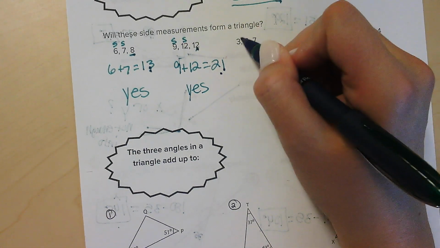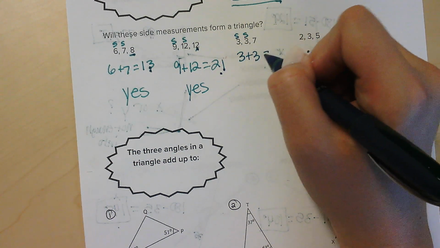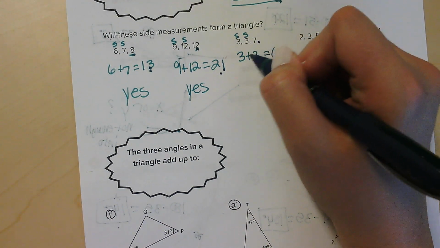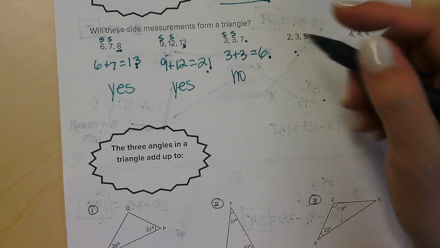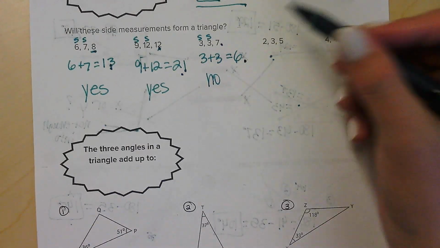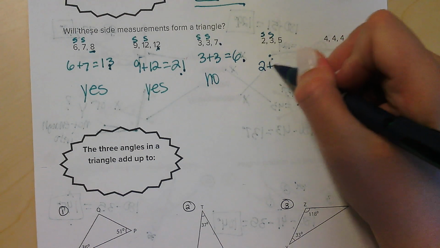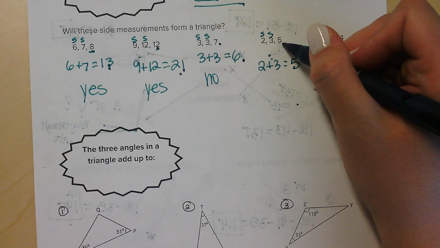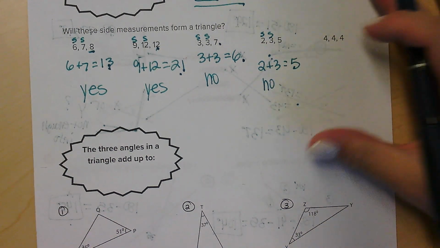I'm going to look at these 3 numbers, find my 2 shortest sides. 3 plus 3 is 6. 6 is not greater than 7. So these 2 sides would not touch, they would not close. This would not make a triangle. My 2 shortest sides, I add them together, and I get 5. Well, 5 is equal to my longest side. And I don't want it to be equal, I want it to be greater than, so this would not create a triangle. This would create a line on top of a line.